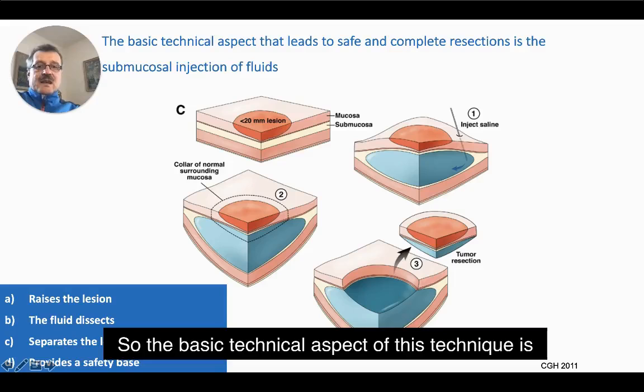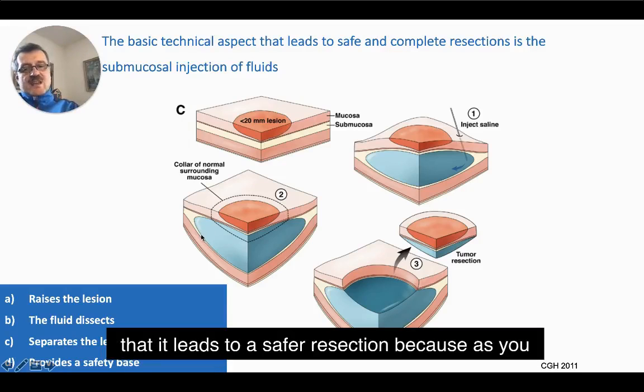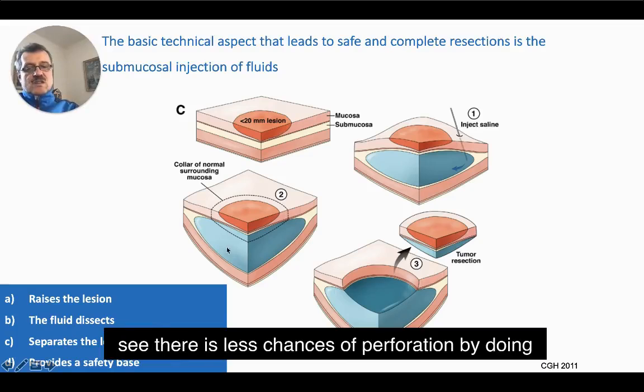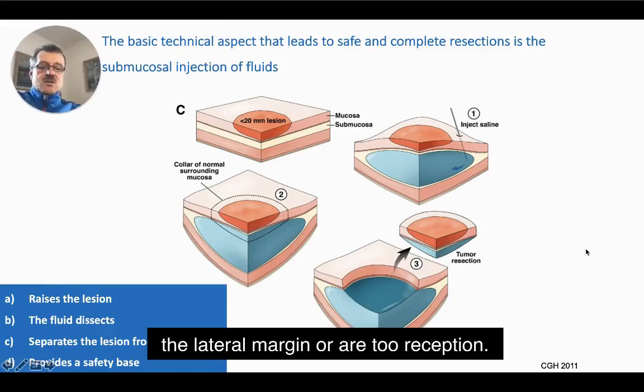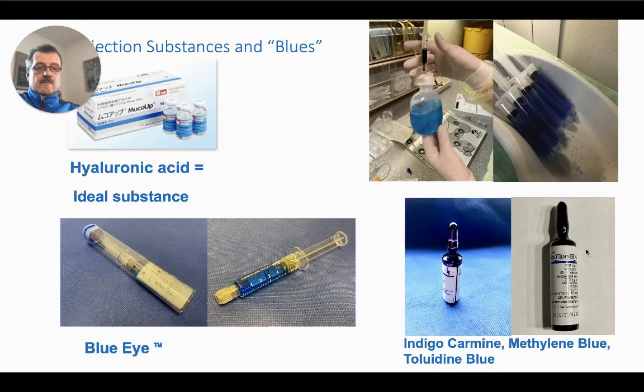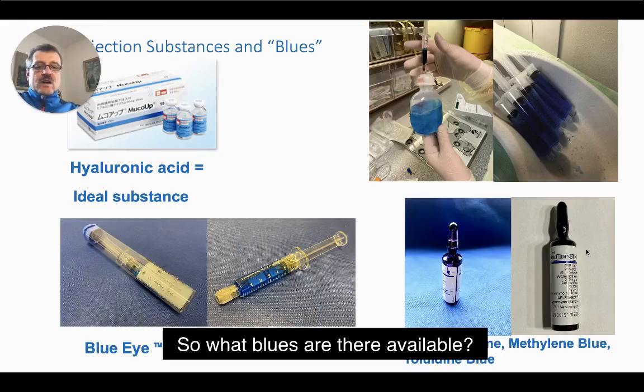So the basic technical aspect of this technique is that it leads to a safer resection because, as you see, there is less chance of perforation by doing this. And also we improve the vertical and also the lateral margin, or R0 resection. So what blues are available?